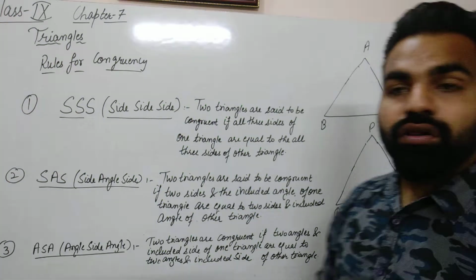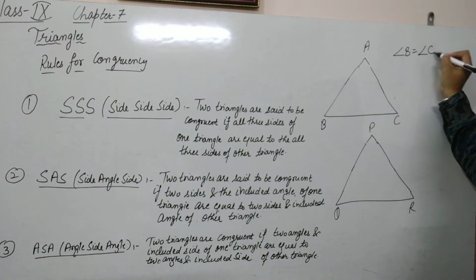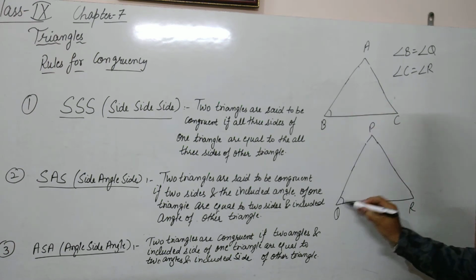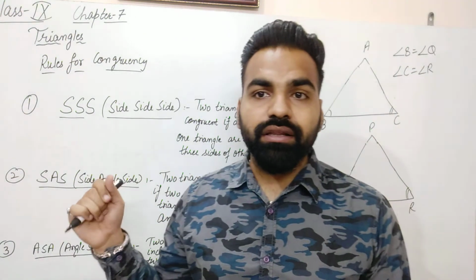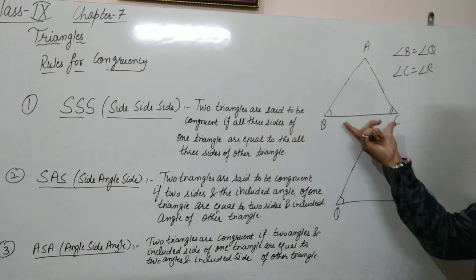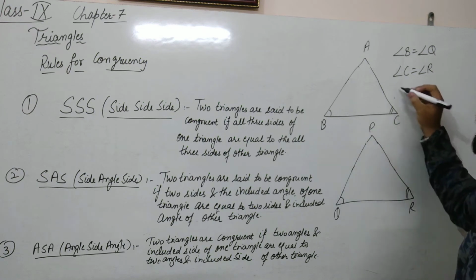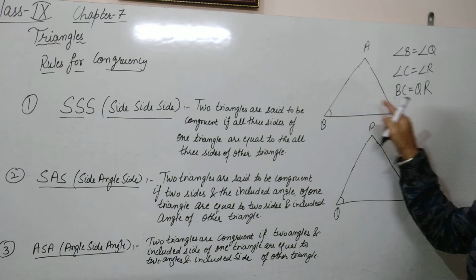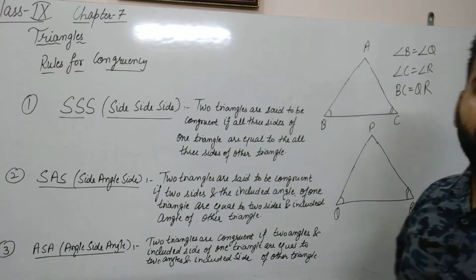So according to the rule, two angles, let us say angle B is equal to angle Q, angle C is equal to angle R. These two pairs are equal here. Now two angles are equal and the side included. Included side means the side lying on these two angles, that is side BC. This should be equal to QR. So two angles and the included side, ASA. So this is the rule ASA.